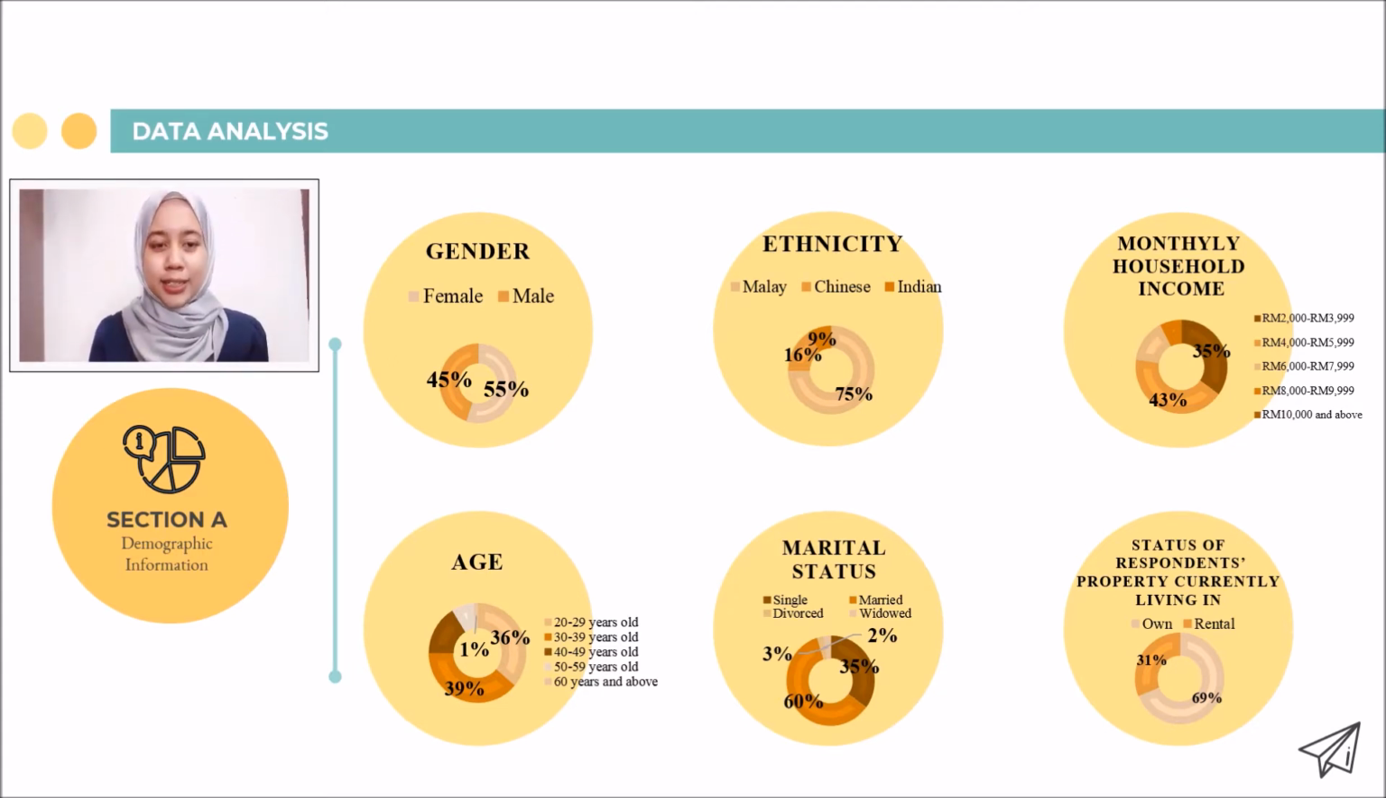Demographic information is the detail of the background of the respondents who responded to our questionnaire. This section consists of 7 questions, which include the gender of the respondent, the age of the respondent, the ethnicity, the marital status, the monthly household income of the respondent, and the status of the property that they were living in.